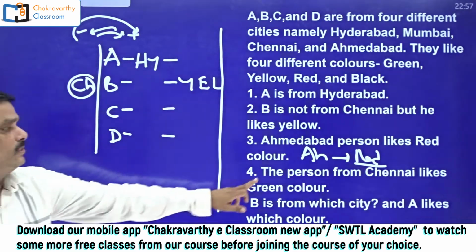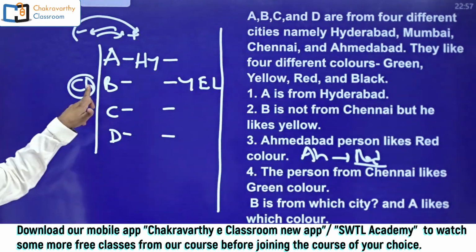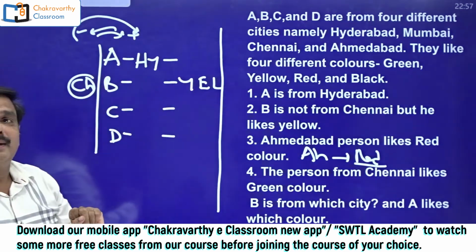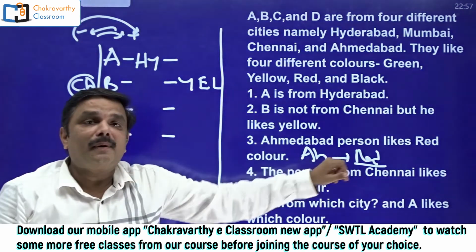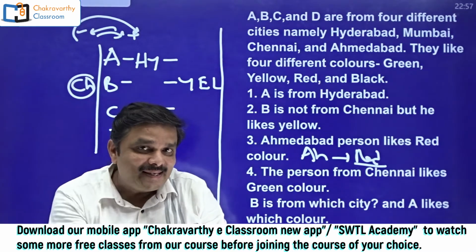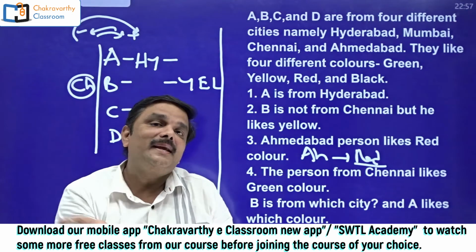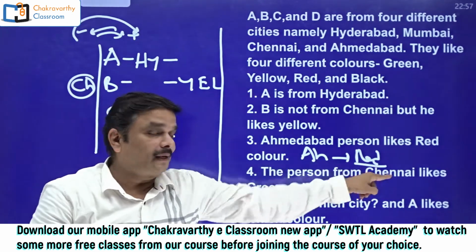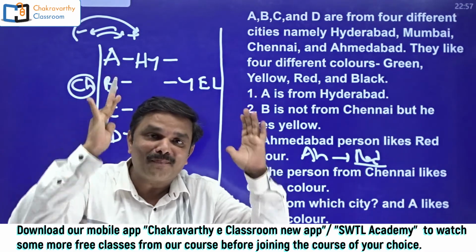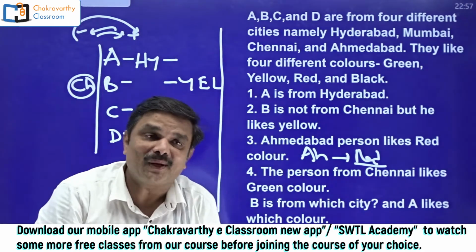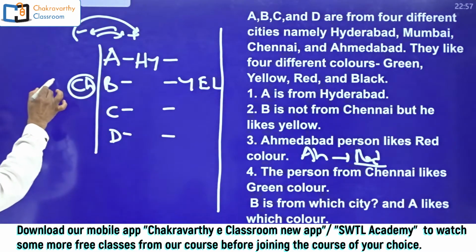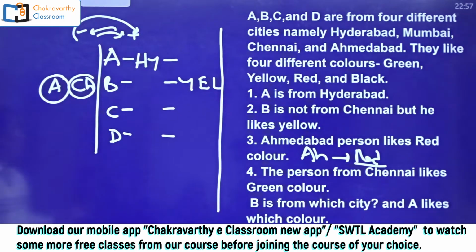Now just correlate this information with the earlier one. B likes yellow color and the person from Ahmedabad likes red color. What is the conclusion? B likes yellow, the Ahmedabad person likes red, so B is not from Ahmedabad. As simple as this. So B is not from Ahmedabad, and I am keeping it on the left side.